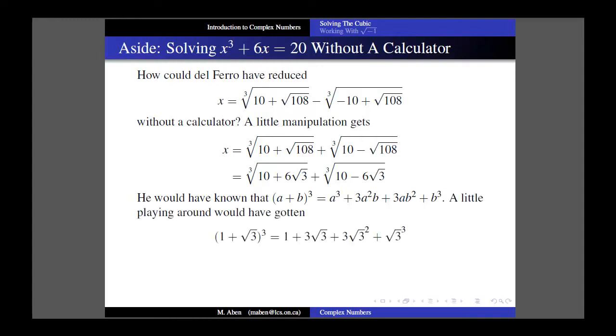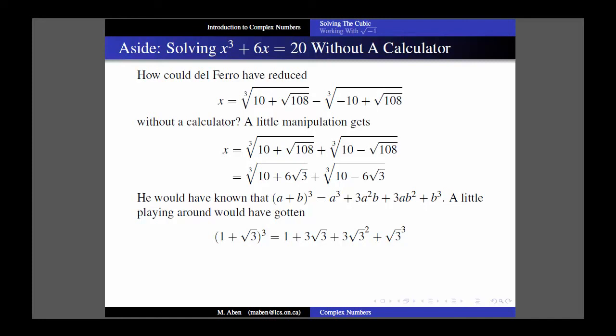But a little bit of playing around would have gotten you that 1 plus the square root of 3, cubed. And at first it seems like, where the heck does this come from, this 1 plus the square root of 3? But I'll talk about that in a little bit. It's not 100% random. But if I cube it, I get this expression here, 1 plus 3 root 3 plus 3 root 3 squared plus root 3 cubed. And all I'm doing is putting 1 in for the a in this expression and the square root of 3 in for the b. That's all I've done, is replaced the a and the b with those two.